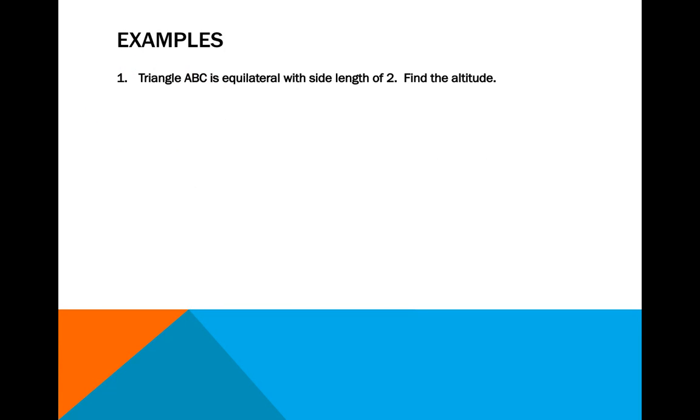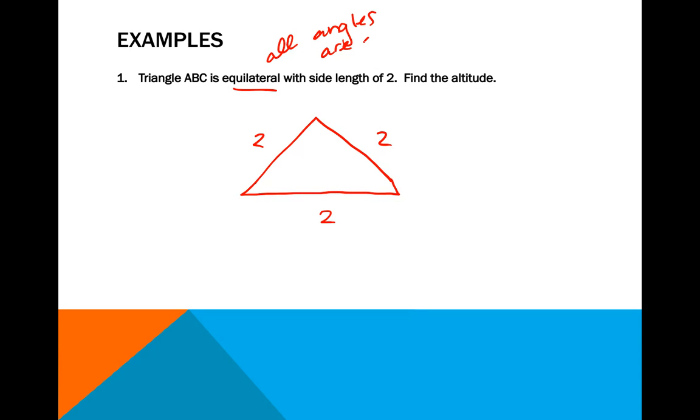So here's an example. They tell us that a triangle is equilateral with side lengths of 2. So I'm going to draw myself a picture here. Equilateral means equal side lengths. And so here it's not quite equal, but we're just going to go ahead and go with it. So we've got side lengths of 2. And if something is equilateral, this also means that all of the angles are equal. So these are all going to be 60-degree angles, so that they all add up to 180 degrees.